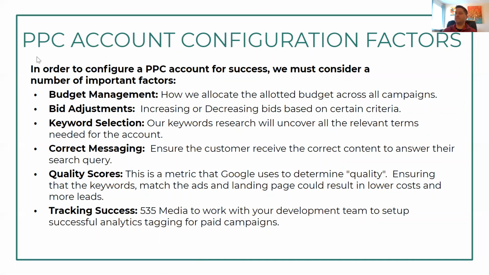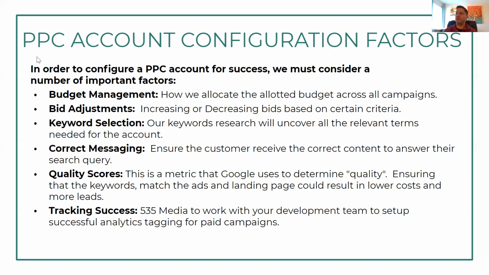Some PPC account configuration factors. You want to factor in how we allocate the budget across campaigns. Usually you just kind of spread it out with a total amount per day that you aim to hit, based on your monthly budget, and you spread that across accounts. But there's sometimes where you'll want to place more budget to one account than the other.